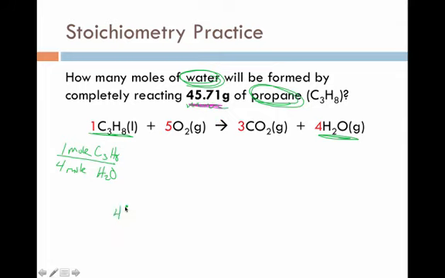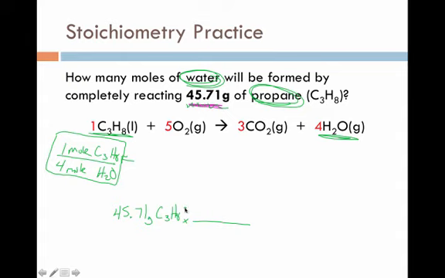So our given number, 45.71 grams of C3H8. We'll put in a multiplication sign and a line. Now, in previous problems, we jumped right into this. This is stoichiometry. This is the thing that connects the amount of propane to the amount of water, which is what we need to do. But units won't work this time. We have grams of propane, and this conversion factor has moles of propane.